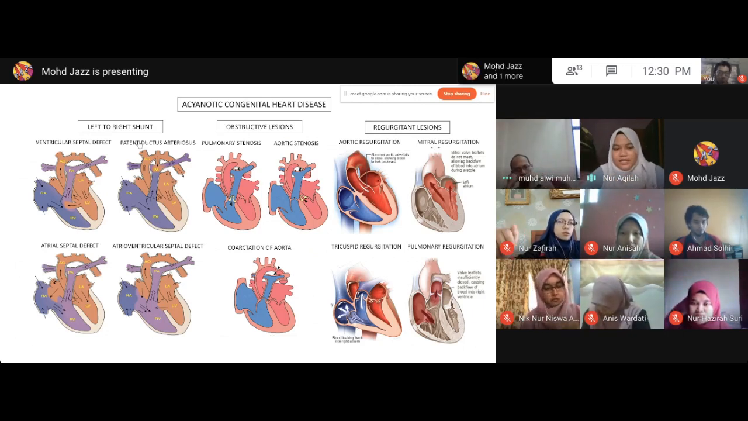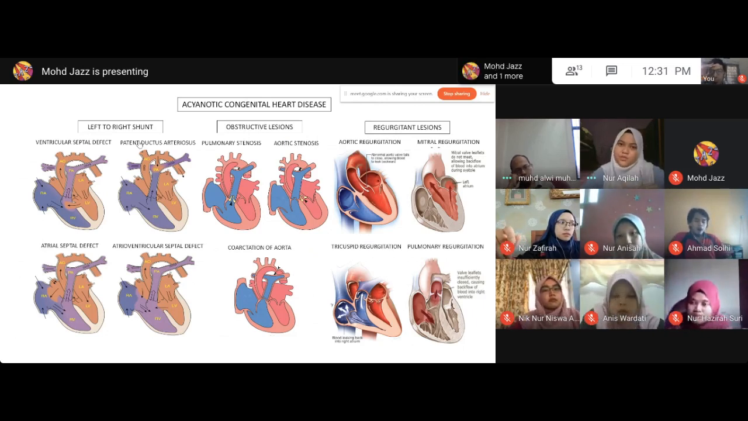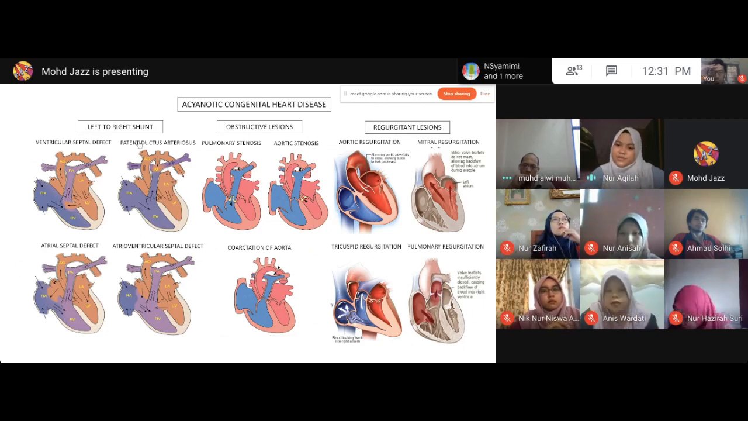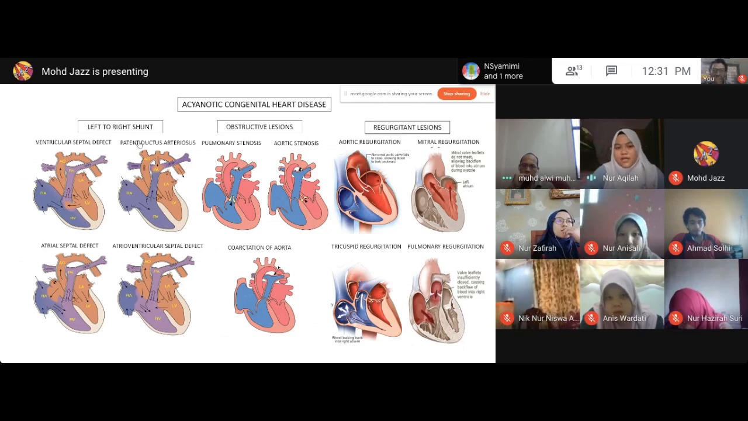And in all these left to right shunts, it actually depends on the ECG finding and also the chest X-ray finding. It depends on the size of the lesion itself. With a small lesion, the patient may have a relatively normal chest X-ray and ECG. However, in a larger lesion, they may have signs of left ventricular hypertrophy, or with consistently high pulmonary blood flow, they may develop biventricular hypertrophy, also affecting the right ventricle itself. And also on the chest X-ray, you can see cardiomegaly with a large defect, and also you can see plethoric lung fields due to the increased pulmonary blood flow.